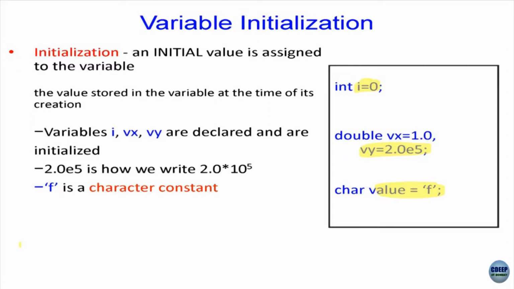And you can see the different kinds of initializations that happen here. So Vy is a double, 2.0 into 10 raised to 5. i equals 0, that's also initialization. And this value is stored in the variable at the time of creation itself. I already explained to you the character char, so value equals 'f' in quotes. Now you can try and figure out in a simple program what the numeric representation of 'f' would be.